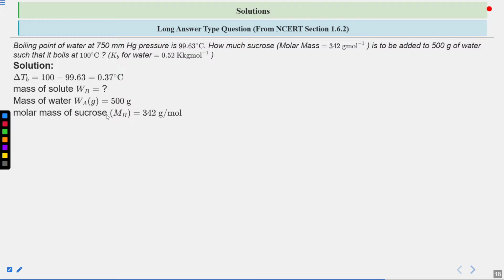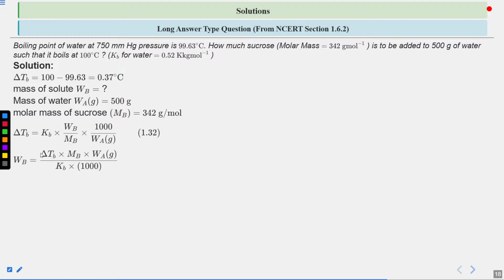And the molar mass of sucrose, this you can calculate simply, right? You just have to know the formula of the sucrose. If not given, here we have given the molar mass. If in case molar mass is not given, then you have to remember the formula of the sucrose, and then you have to calculate the molar mass. Here it is given, so we take the molar mass of sucrose, MB equals 342 grams per mole.